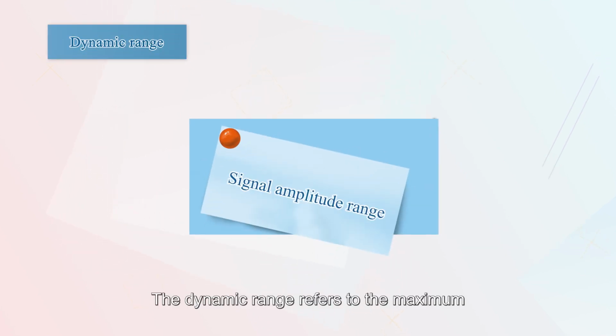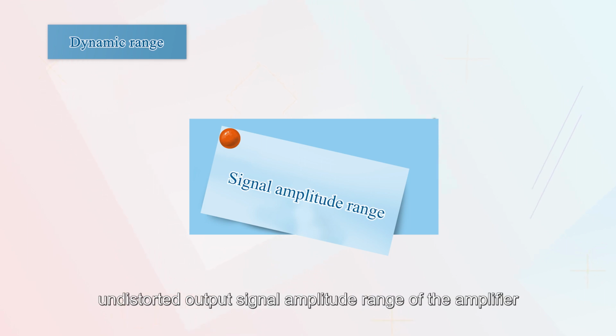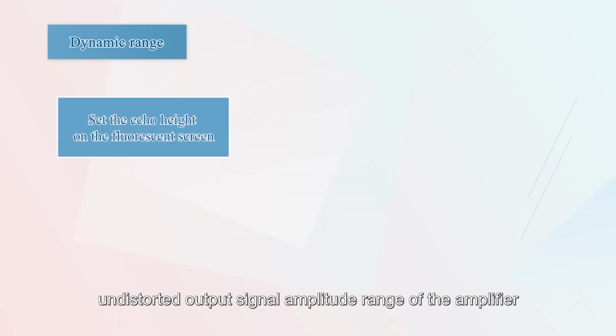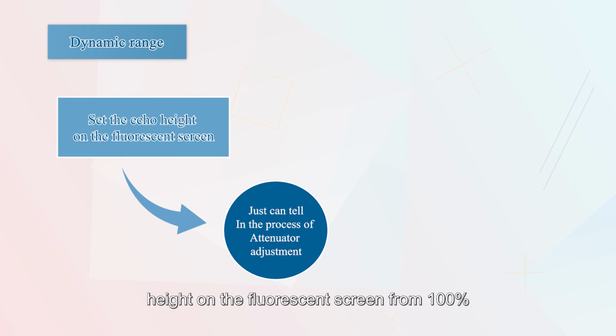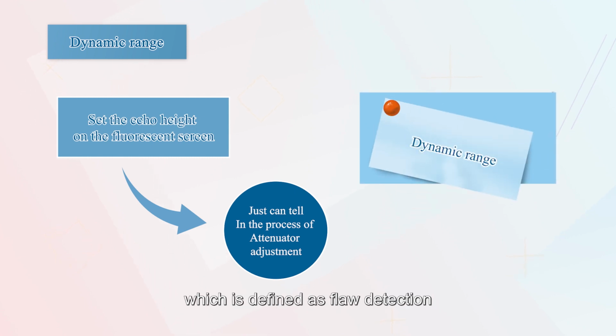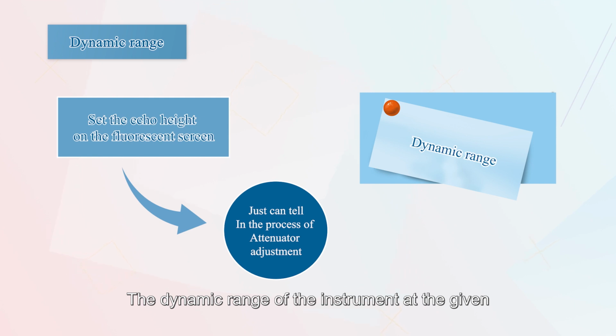Dynamic range. The dynamic range refers to the maximum undistorted output signal amplitude range of the amplifier. Specifically, it is the adjustment amount, delta dB, of the attenuator in the process of reducing the echo height on the fluorescent screen from 100% to the height that it can just be distinguished, which is defined as the dynamic range of the instrument at the given operating frequency of the probe.